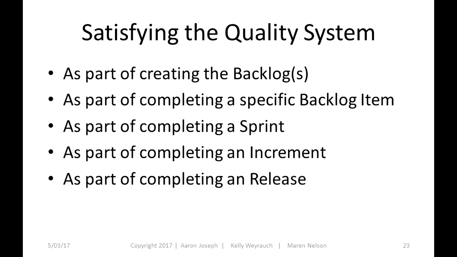So the quality system gets satisfied in an Agile model just slightly different than the traditional linear models. Sometimes we satisfy it as we're creating the backlog of work to be done. Sometimes we satisfy the quality system little bits at a time. Sometimes we satisfy it large bits at a time. And the guidance of the TIR 45 talks about how to do that in practice.